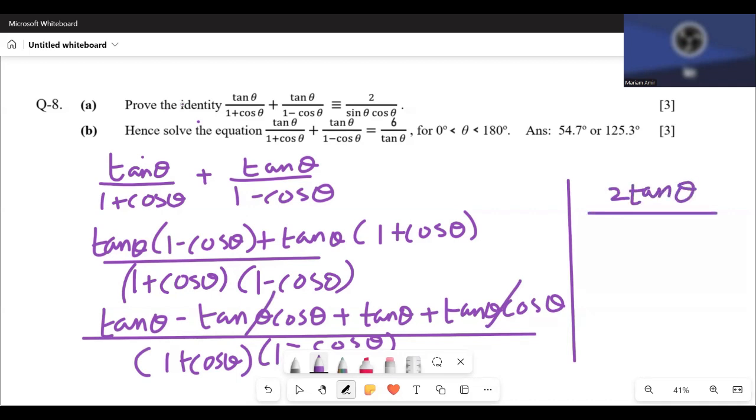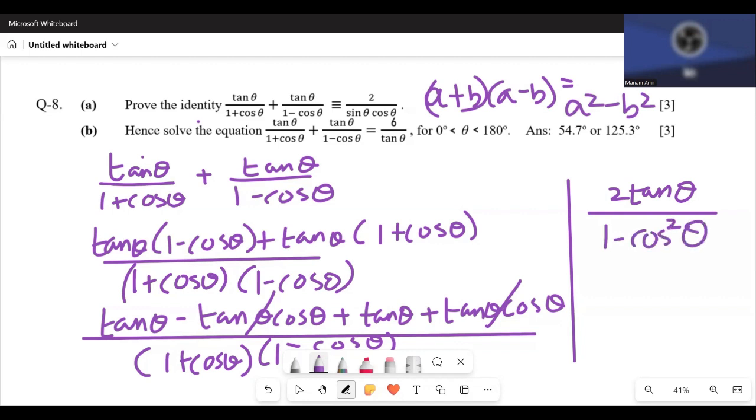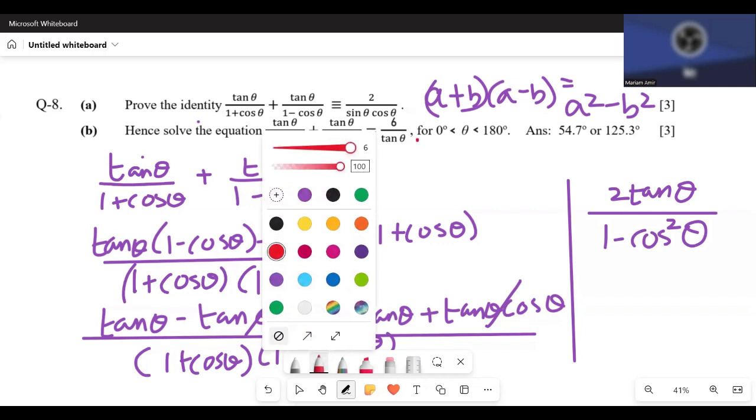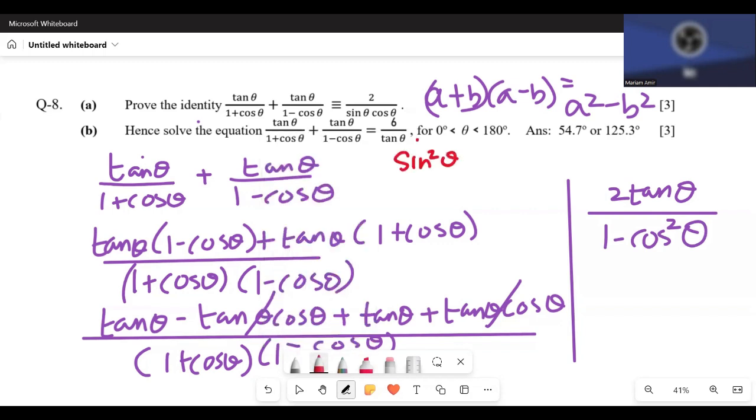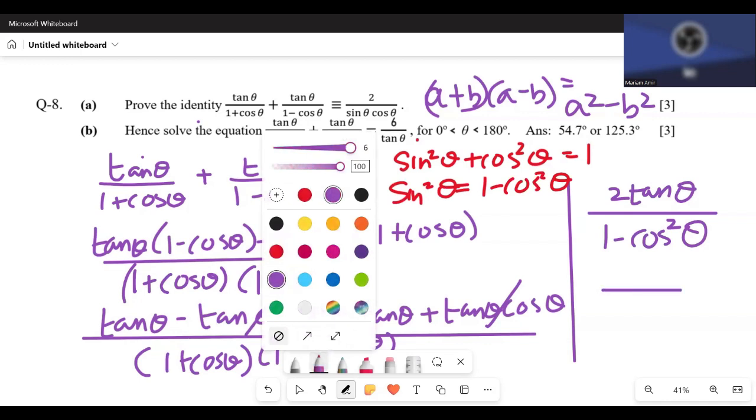And in the denominator, we have the identity a plus b times a minus b, which becomes a square minus b square. So the denominator will become 1 square minus cos square theta. And we know that sine square theta plus cos square theta is equal to 1. That means 1 minus cos square theta is equal to sine square theta. So the denominator becomes sine square theta.